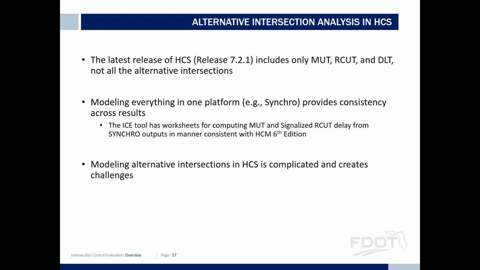The latest Highway Capacity Software does include the MUT, RCUT, and the DLT as alternative intersections for determining the delay. You can use the HCS, but if you are going to use the HCS, what you need to do is print out the HCS sheets once you have configured the intersection and include them in your report.